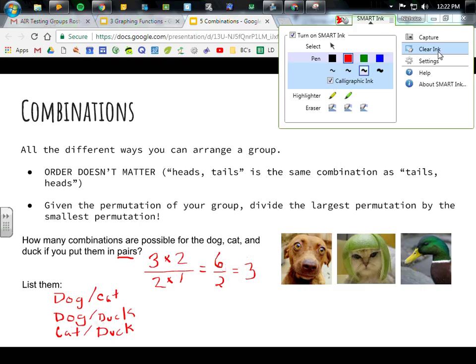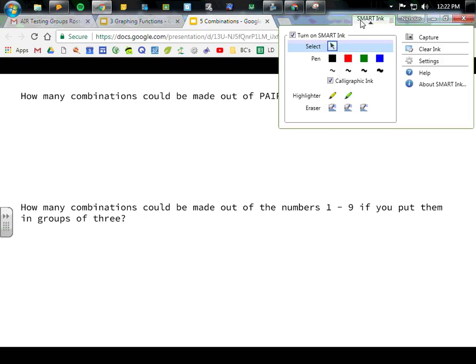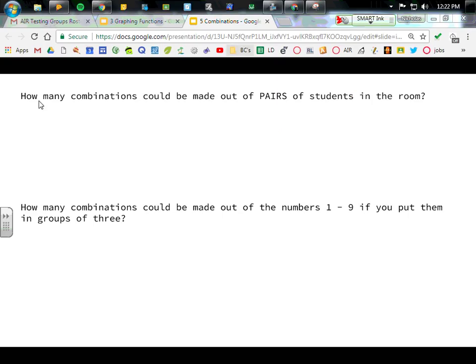Let's do a few more examples. All right, how many combinations could be made out of pairs of students in this classroom? So I have 11 students in my classroom. If I wanted to put them into pairs, how many different pairs could I make? So I take my largest permutation, which would be 11 times 10. When we're talking pairs, 11 times 10. And then I take my smallest permutation, which would be 2 times 1.